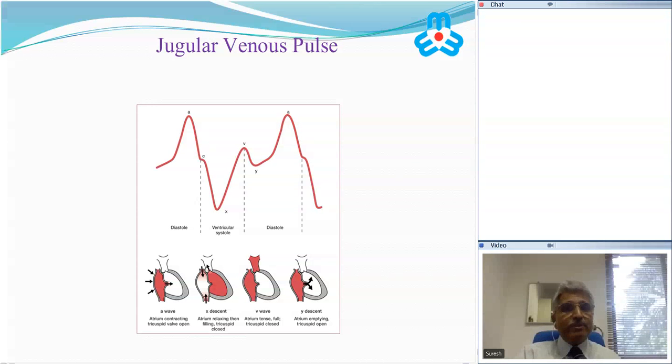After the V wave, you have the Y descent, which is the opening of the tricuspid valve and letting go of the right atrial blood, and you are going over to the next A wave. The transition between these may be marked by a hump, which is called H wave, which is prominent in constrictive pericarditis. So these are the normal waves in the jugular venous pulse.